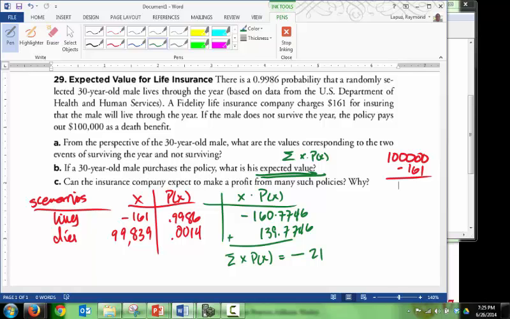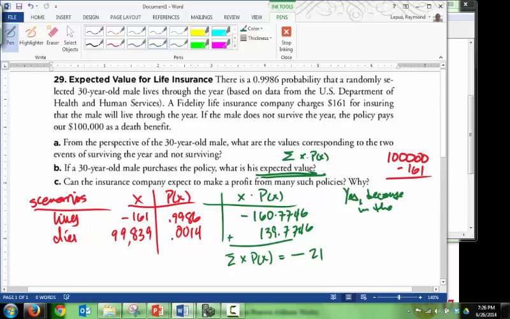That's not too bad. It's for life insurance, yeah. Can the insurance company expect to make a profit from such policies? Yes, because over the long run, if they do this for a lot of people, then they would be expecting this. So I'd say yes.